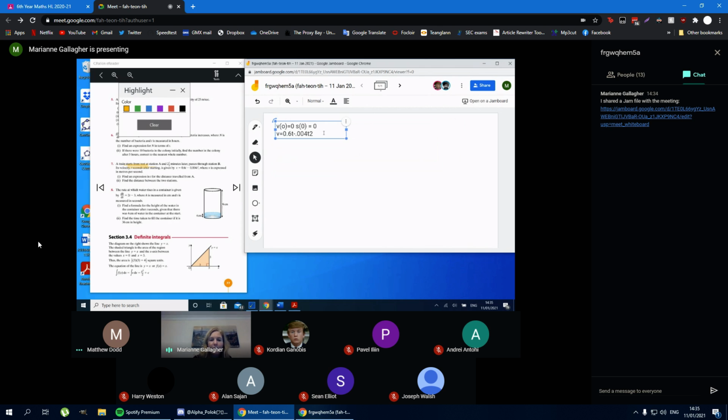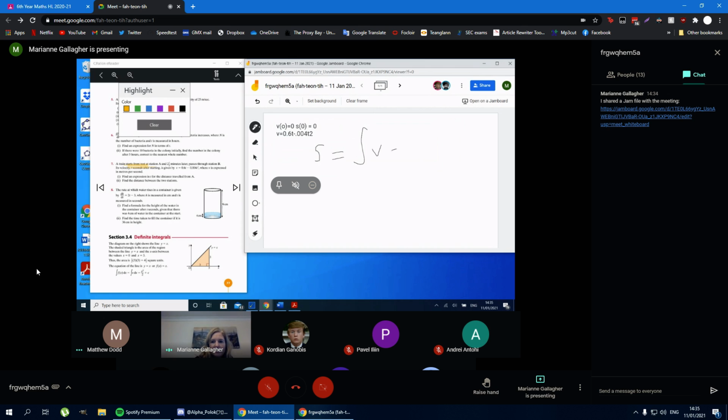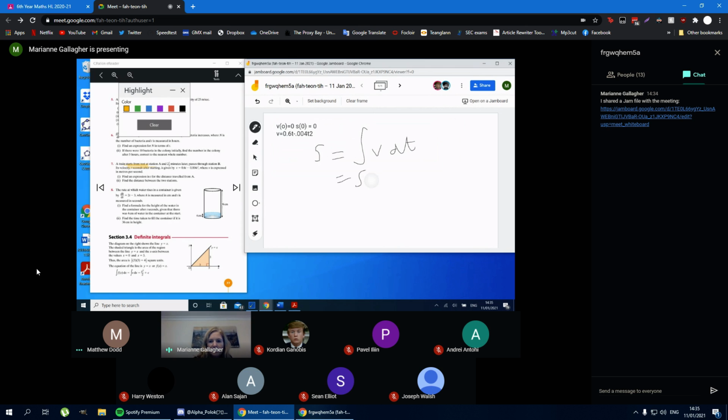Okay, so if I want to get the distance, I have to integrate that. All right. So I'm going to write S is equal to the integral of v dt. Okay, that's the integral of 0.6t minus 0.004t squared, dt.